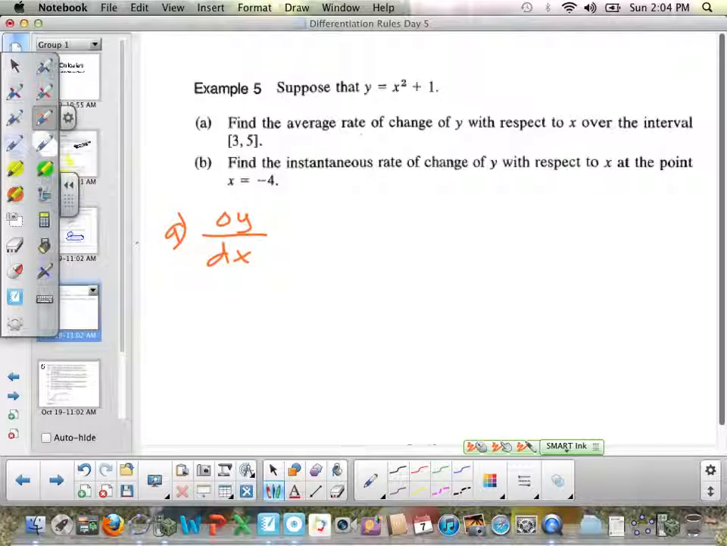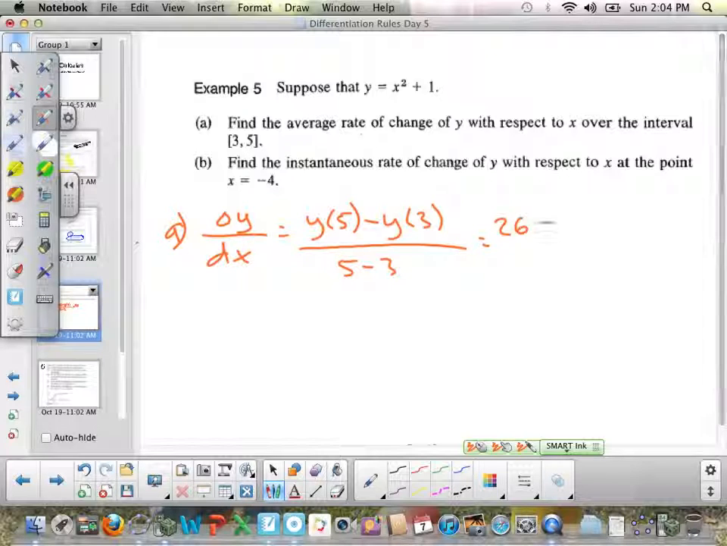All right, so delta y over delta x. Well, change in y, we're going to do y evaluated at 5 minus y evaluated at 3, over 5 minus 3. y of 5 is 25 plus 1, which is 26, minus y of 3, 9 plus 1, which is 10, over 2. 16 over 2 is 8. There's no units on the question, so I don't need units on my answer.